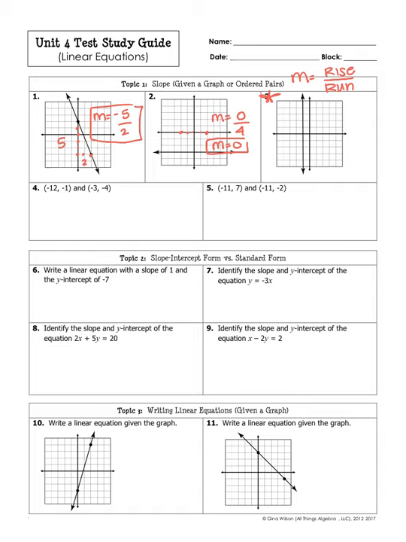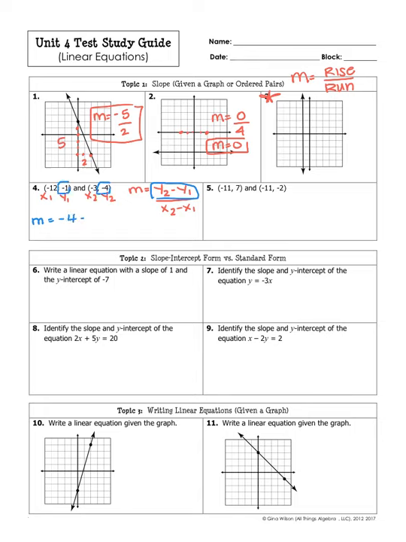For number 4 and 5, you're going to have to use the slope formula. So remember, the slope formula says to subtract your y's on top and your x's on the bottom. So the first thing I always do is I label my first coordinate x1 and y1 and my second coordinate x2 and y2. And then I'm going to follow my formula. So again, it says to do y2 minus y1 first. So here's y2, here's y1.